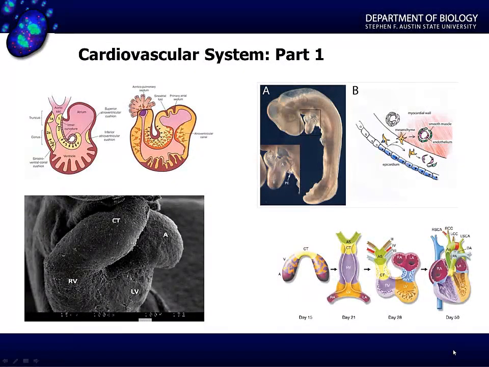Welcome to the first part of our podcast on the cardiovascular system. In this podcast, we're going to be examining the early events that form the primitive heart, and then we're also going to be looking at the early influences of the different cell types on this heart, as well as the early embryonic circulation.